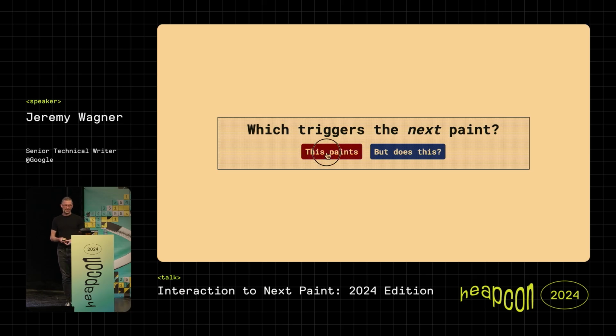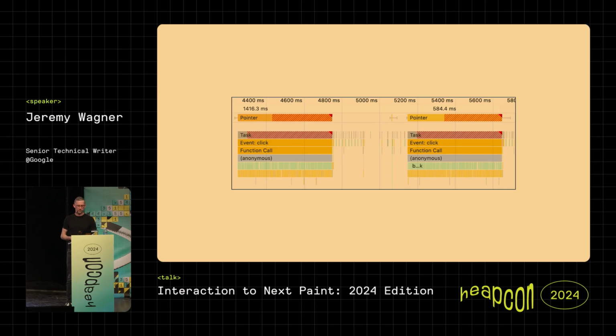The fact is that Interaction to Next Paint measures, as the name suggests, the next paint. And the browser paints a new frame in both of these situations, even if the button on the right renders a new frame that's identical to the previous one. So if you're familiar with the performance panel in Chrome DevTools, you can profile situations like this to see for yourself that this is how INP works.